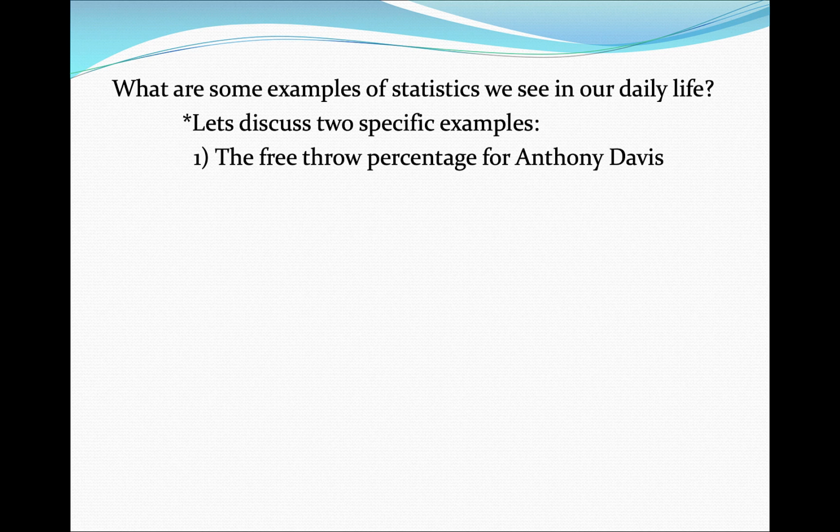And the reason why there's no error in that statistic is because they have all of the data. They have everything they need in order to calculate that. They're just simply summarizing his performance over that period of time. And that's what a descriptive statistic is. It's just summarizing the data that we have, whatever that might be.